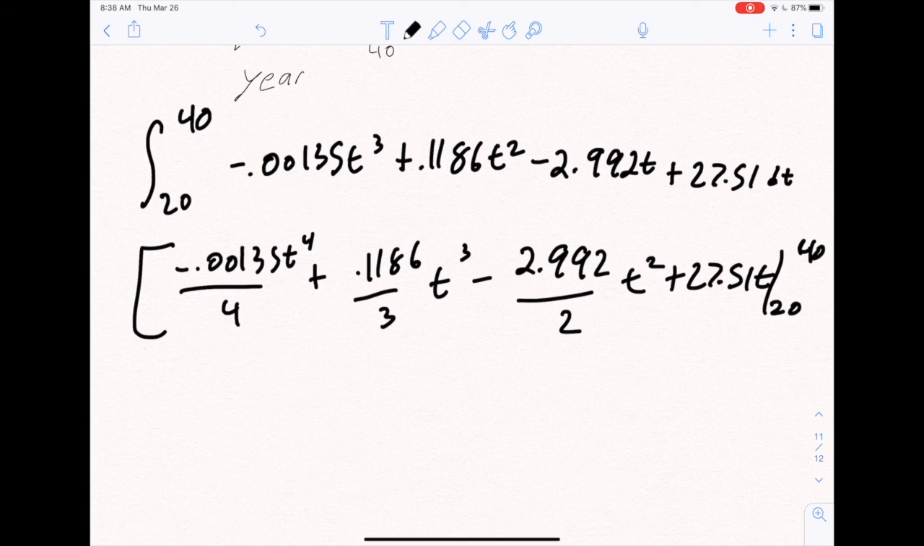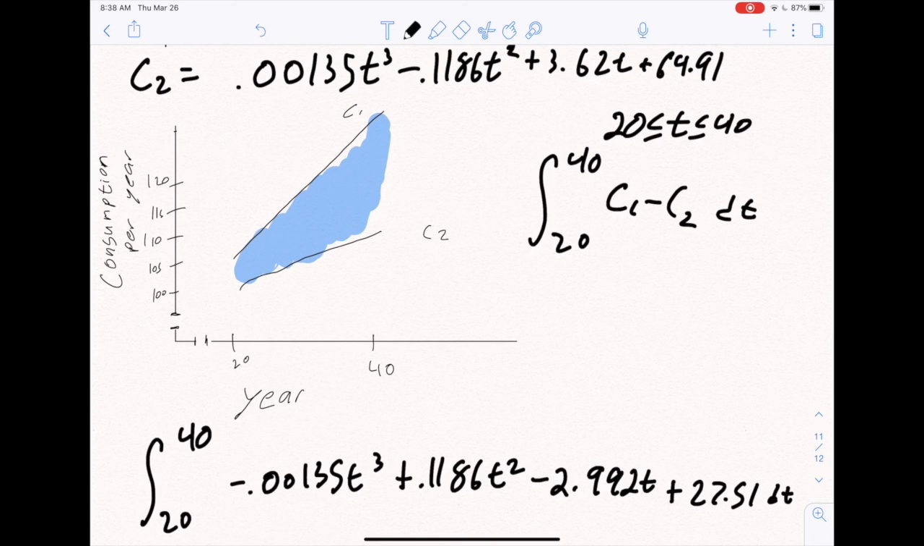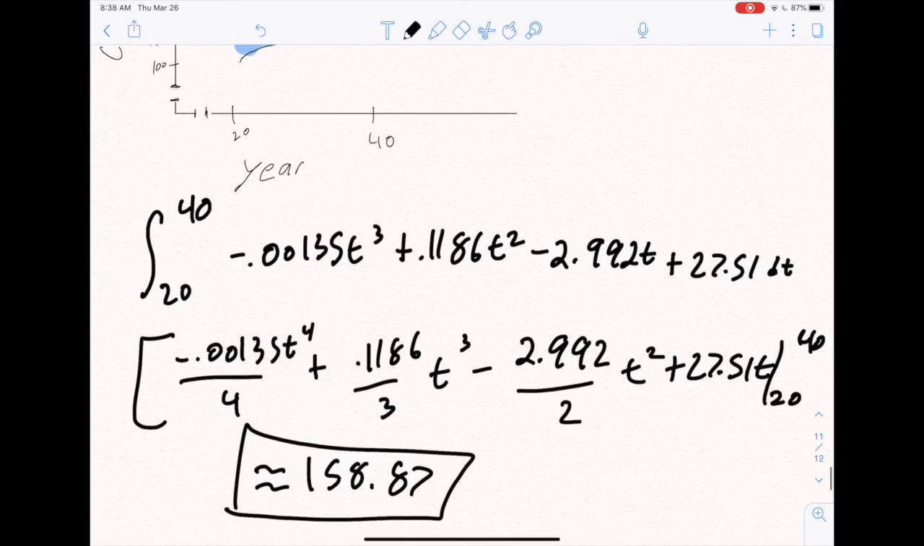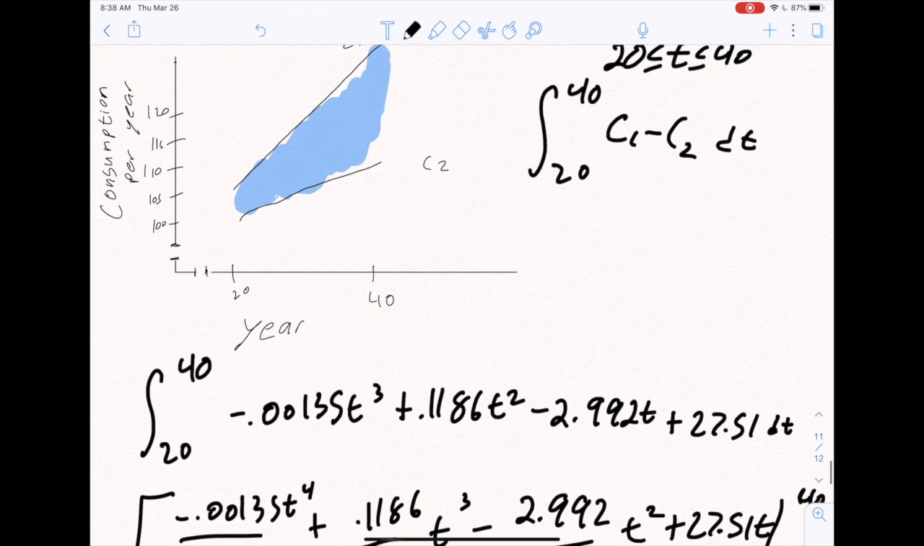And then I'll just save us all some time. This is about 158.87 quadrillion British thermal units. So this new model here, this C2, saves 158 quadrillion British thermal units over this 20-year span.